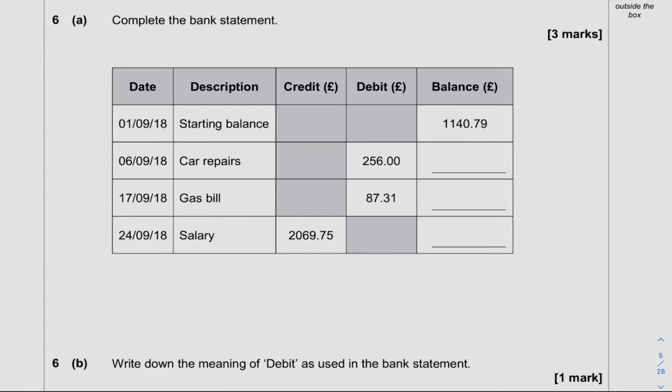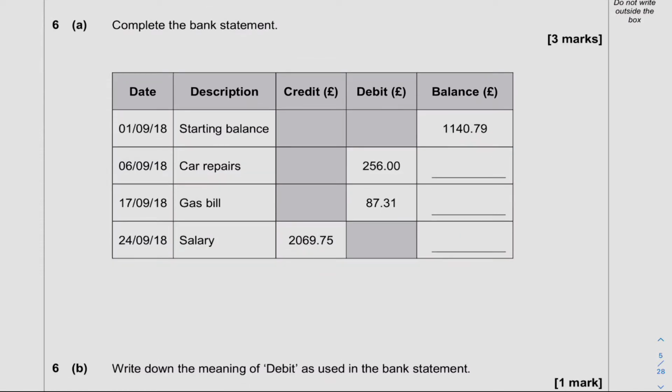So the final answer is £312.65. So for question 6, part A, we are told that we need to complete a bank statement. Okay, so where it says debit means we take that amount away, and credit means we add that amount.